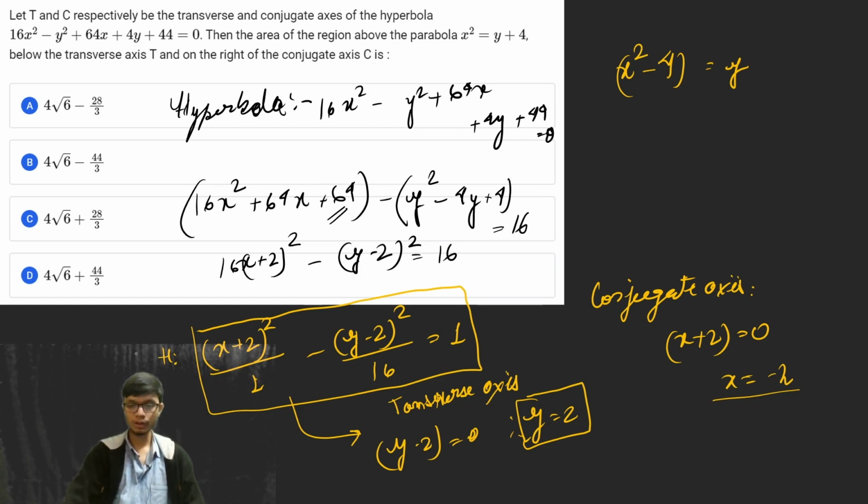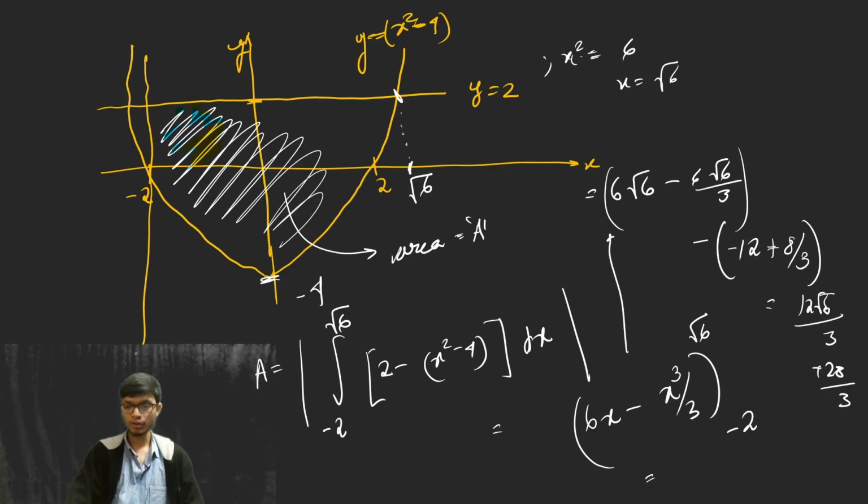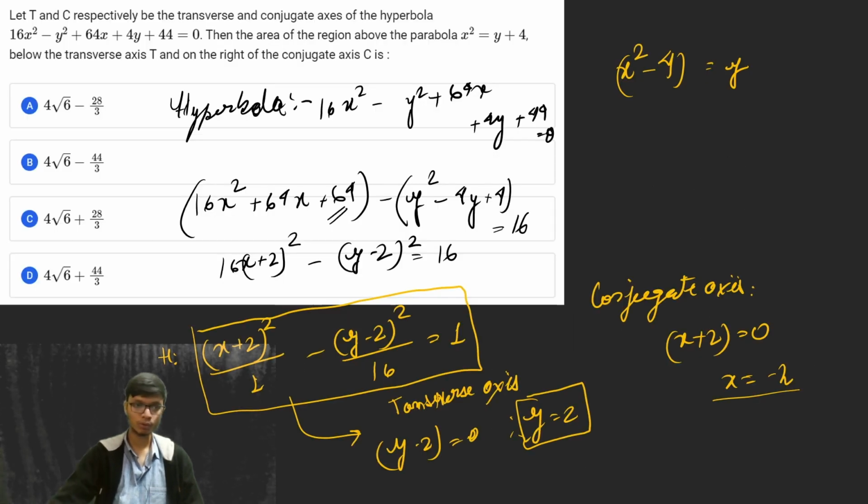You saw that the answer is basically 12 root 6 by 3, which if you cancel is 4 root 6, plus 28 by 3. So the right answer is option number C. Option C is the right answer to this particular problem. I hope you have got this question.